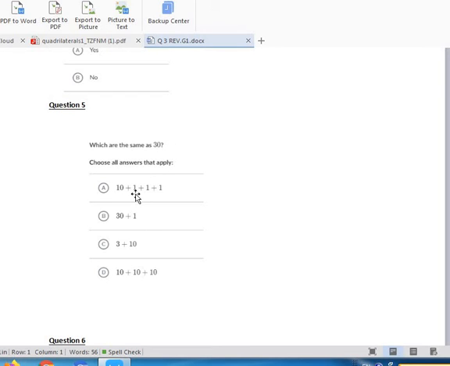10 plus 1, 11, plus 1, 12, plus 1, 13. 30 plus 1, 31. 10 plus 3, 13. So 10 plus 10, 20. 20 plus 10, 30. So my answer will be this one. 10 plus 10 plus 10 will give me 30.